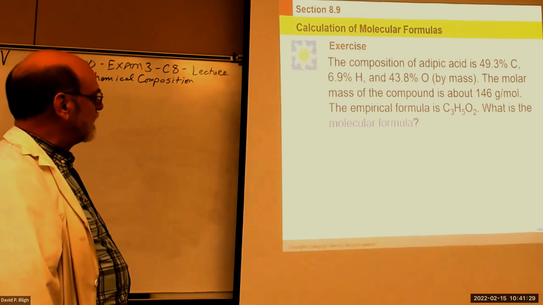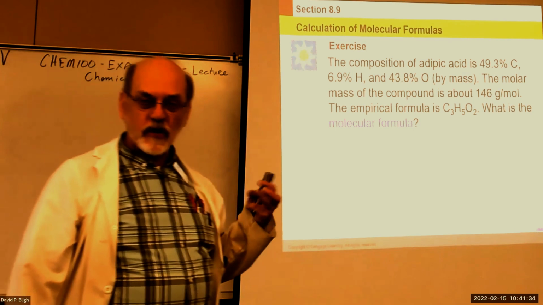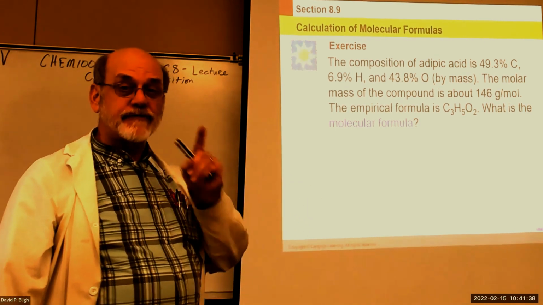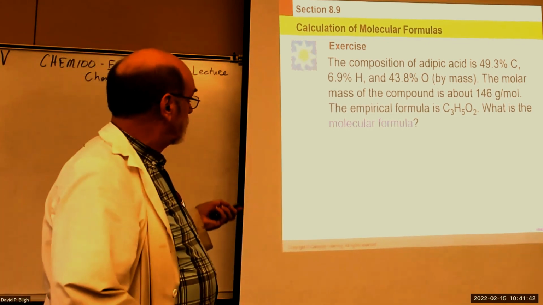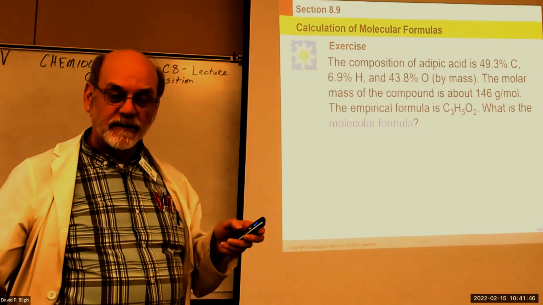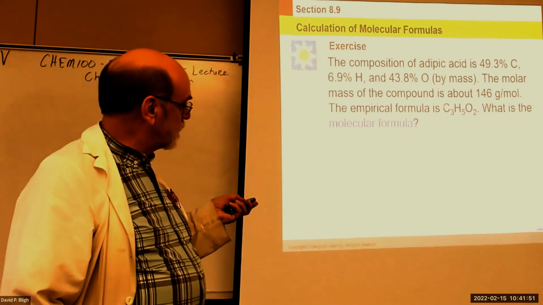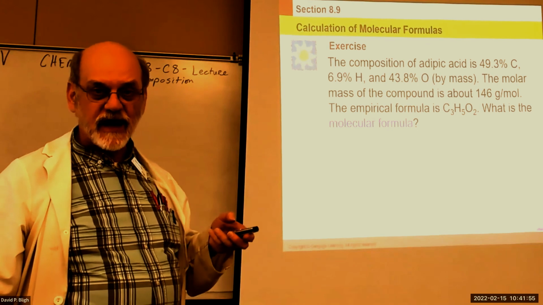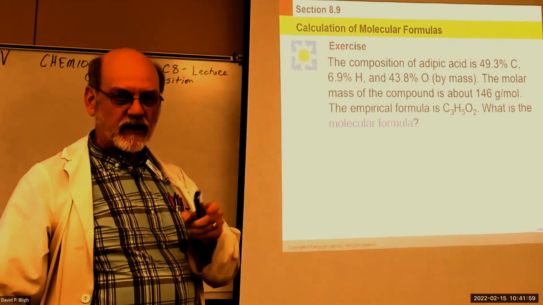Okay, how about the molecular formula? If you know that 3, 5, and 2 is the ratio of carbon, hydrogen, and oxygen, then what's the molecular formula if you're given the molar mass of the compound? The molar mass of this compound is 146 grams per mole. So what do you do? You find the empirical mass. What is the empirical mass for that formula? And divide it into the molar mass of the compound. And that gives you your ratio, that N multiplier.